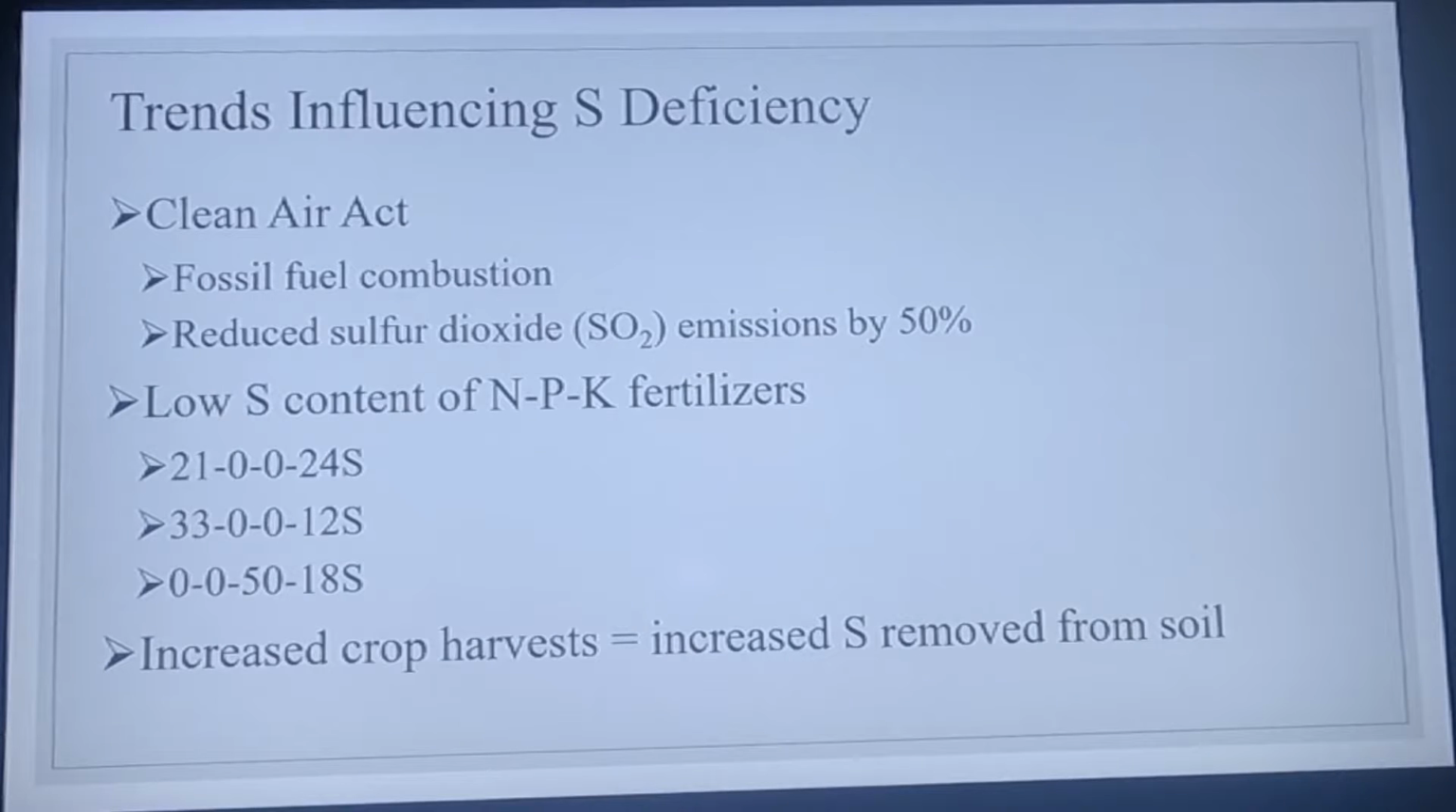And because we're increasing our crop harvest, especially in hay fields and corn crops and things of that nature that require this sulfur, we're removing it from the soil and not adding it back. And we don't get the addition from the salt from the acid rain. So there's no inputs anymore, but lots of outputs.